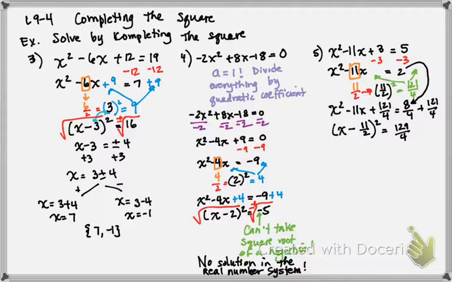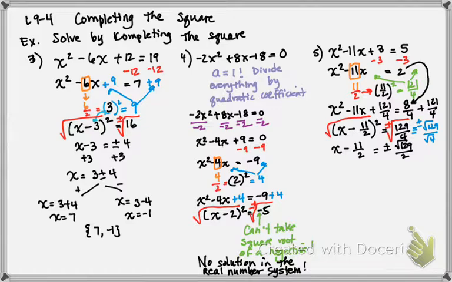Now we can take the square root of both sides, but remember, because I put a square root over a variable, I have to write plus or minus on the other side. So I get the square root of a quantity squared is the quantity, so x minus 11 halves equals plus or minus. Now remember what we're going to do here. We're going to take the square root of 129 over the square root of 4. Well, I can't take the square root of 129, so it just stays as the square root of 129, but the square root of 4 is 2.